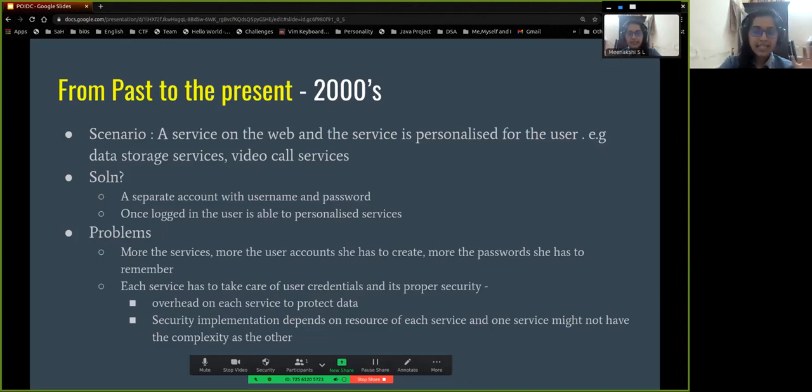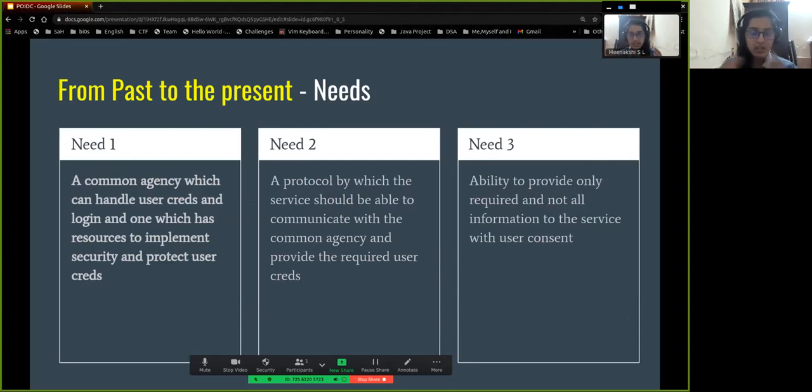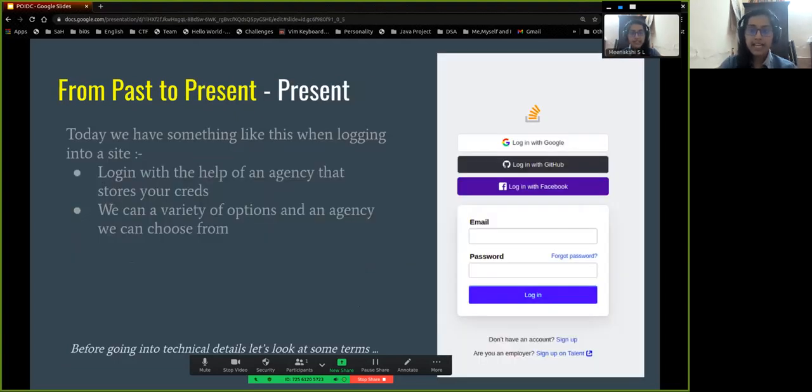So we had mainly three needs. All the services need a common agency which can handle the user credentials and implement proper security, and they would completely handle the authentication term which we would look into later. Need 2 was a protocol by which the common agency would be able to talk to the services and provide the required service. Need 3 was the ability to provide only the required information and not everything, depending upon the user consent. So today we have single sign-on.